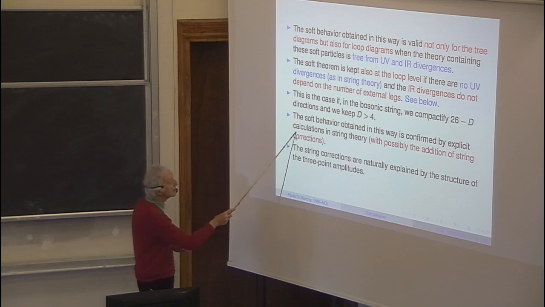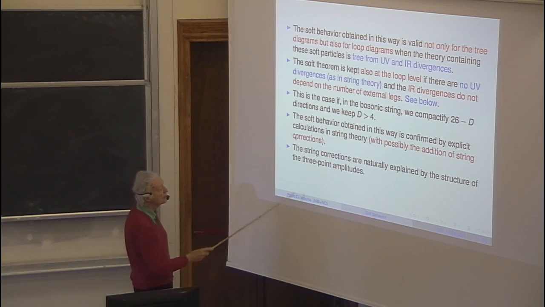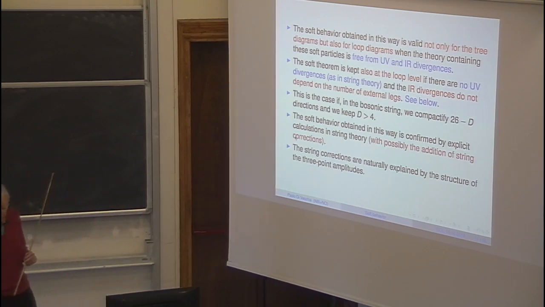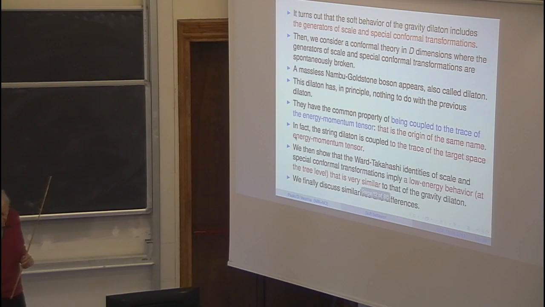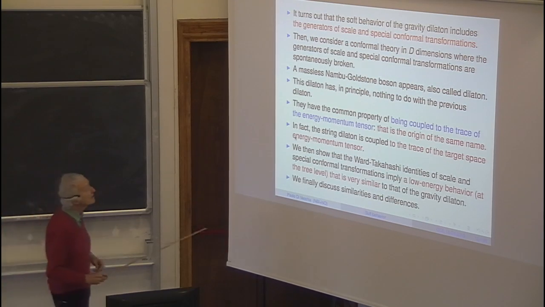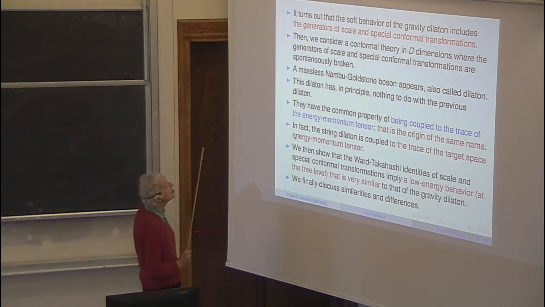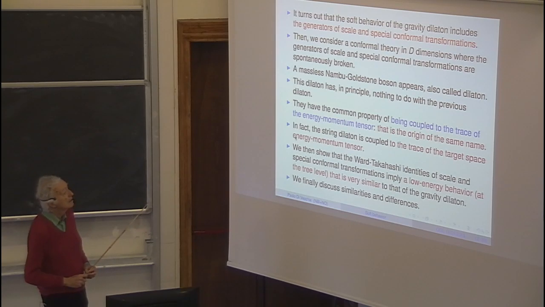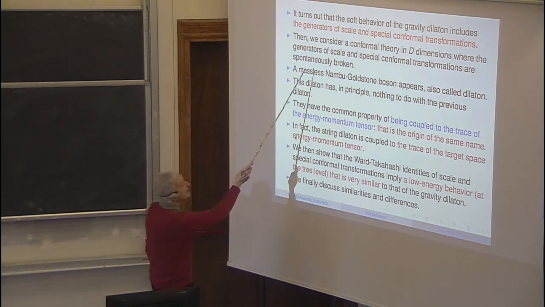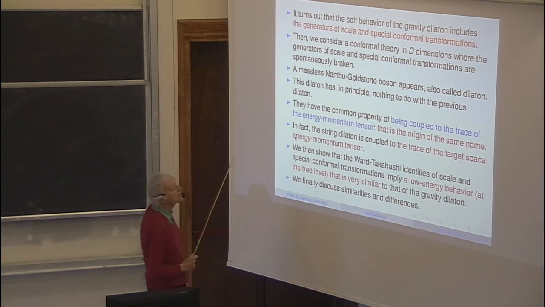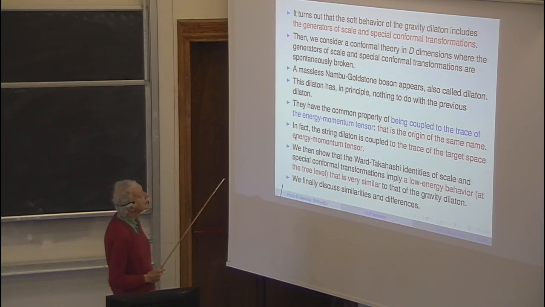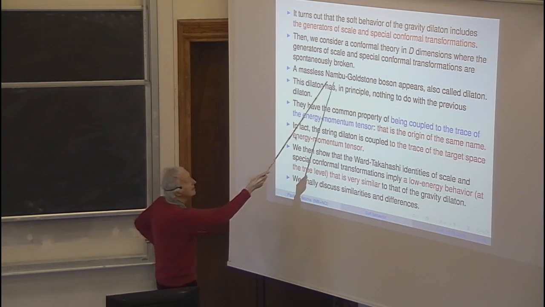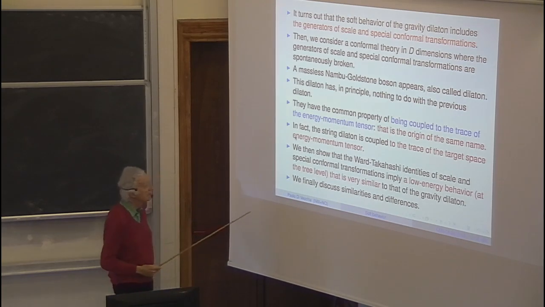And again, the soft behavior is confirmed by explicit calculation, and also the string corrections turn out to be determined by the structure of the three-point function. It turns out that the soft behavior of the graviton and dilaton involves the generators of scale and special conformal transformations. And then we'll consider a conformal theory in d dimensions where those generators are spontaneously broken. And in this case, you have a Nambu-Goldstone boson, which is also called a dilaton.